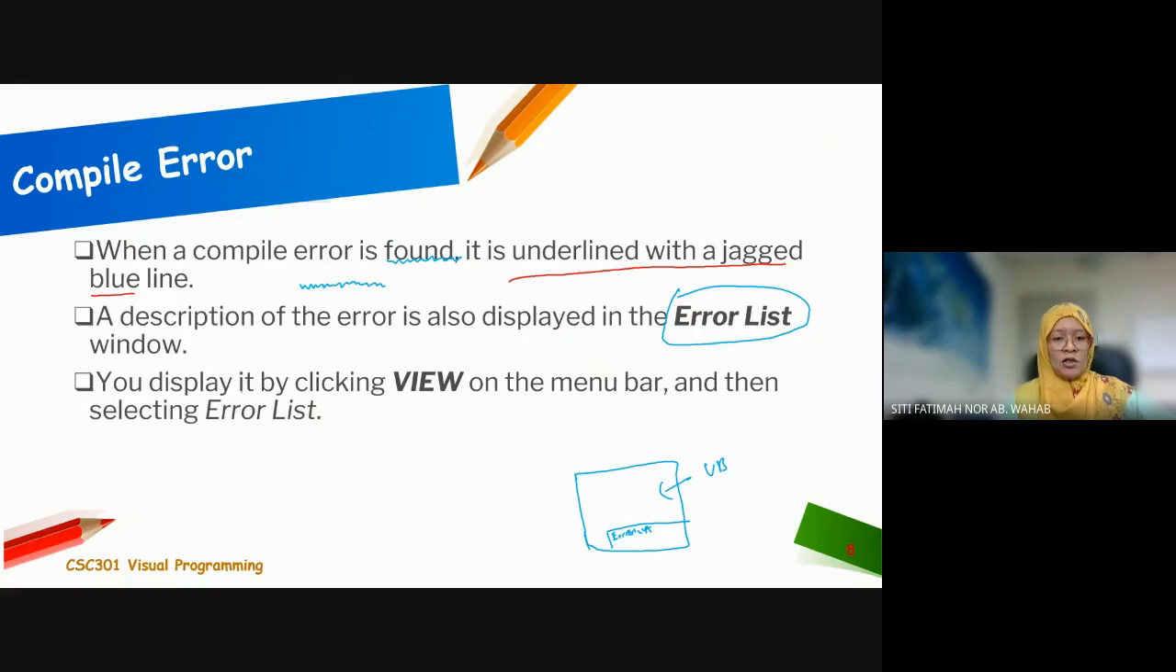So you display it by clicking view on the menu bar. If it is not displayed, then go to the menu bar. You know the menu bar already. Go to view and then select error list. Like you select the toolbox, like you select the properties window, solution explorer, you go to the view on the menu bar.